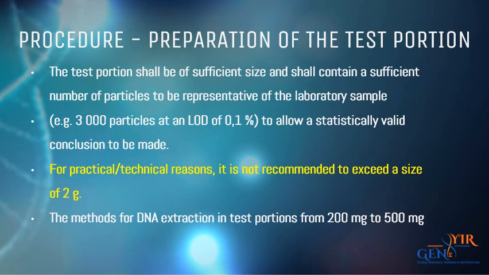The methods for DNA extraction in test portions from 200 mg to 500 mg, which are usually adequate for DNA-rich raw materials, for example ground grains, flour. However, for certain matrices containing very low amounts of degraded DNA, insufficient DNA suitable for analysis can be extracted. In these cases, the test portion may be increased. DNA extractions shall be carried out at least on 2 test portions.